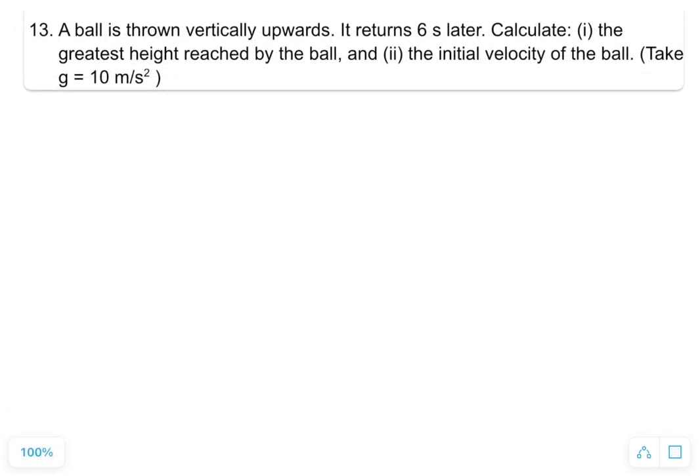A ball is thrown vertically upwards. It returns 6 seconds later. Calculate the greatest height reached by the ball and the initial velocity of the ball.